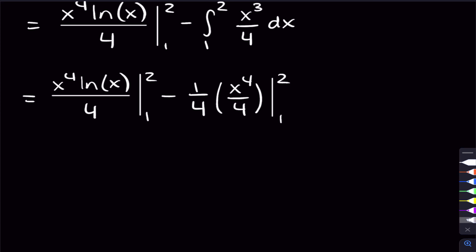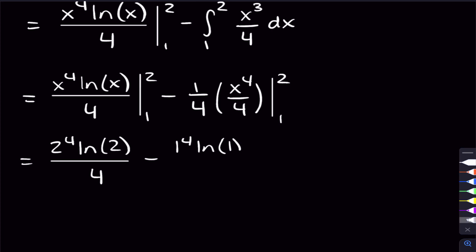So now let's go through and do that evaluation step. The first thing we're going to do is take this function right here and plug in 2 everywhere we see an x. So we have 2 to the 4th times natural log of 2 all over 4. And that's going to be minus this entire expression with a 1 plugged in. So that'll be 1 to the 4th times natural log of 1 all over 4. And I'm going to put brackets around that.